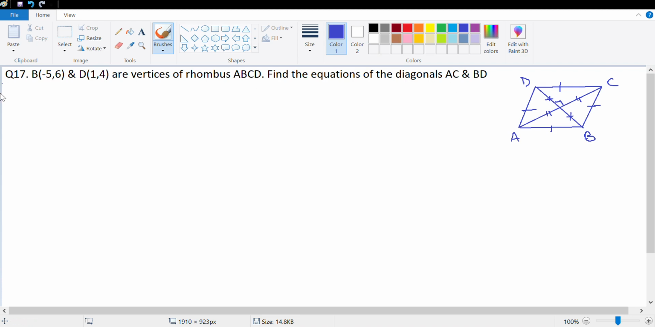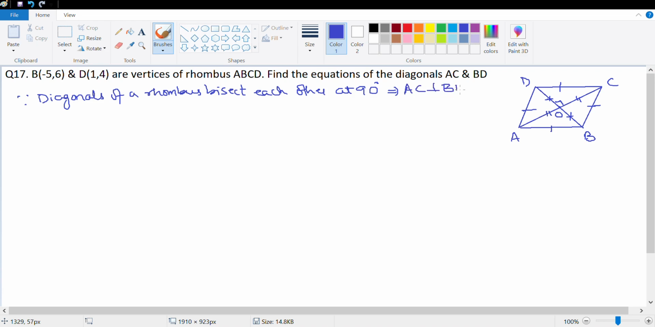So let this point be O. Since diagonals of a rhombus bisect each other at 90 degrees, what it means is AC is perpendicular to BD. Right, AC and BD are perpendicular to each other. We know BD. Let's find the equation of BD first, and then we'll try and find the equation of AC. So let's look at BD.